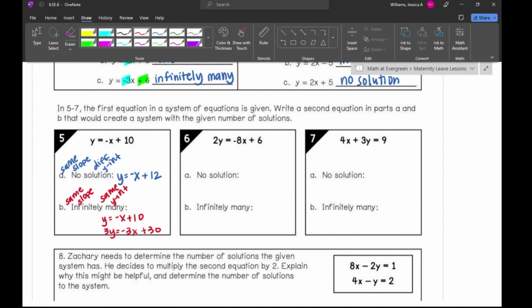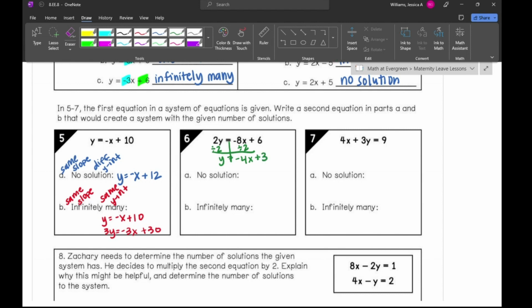Awesome. We're going to move on to number 6. So we need to first put it in slope-intercept form, so we need to get that y by itself. So we're going to divide both sides by 2. That leaves me with y equals, we need to divide the entire right side by 2, so that's negative 8x divided by 2, which would be negative 4x, and then a positive 6 divided by 2, which would be a positive 3. So here's my equation.